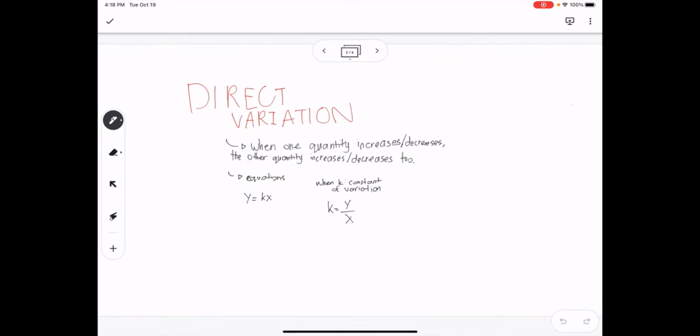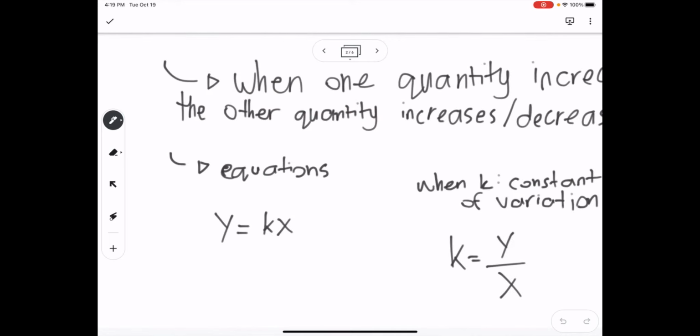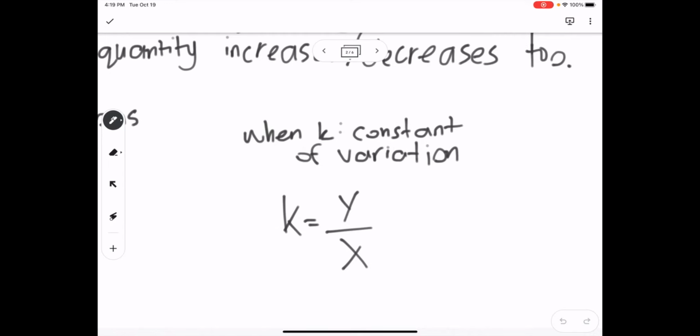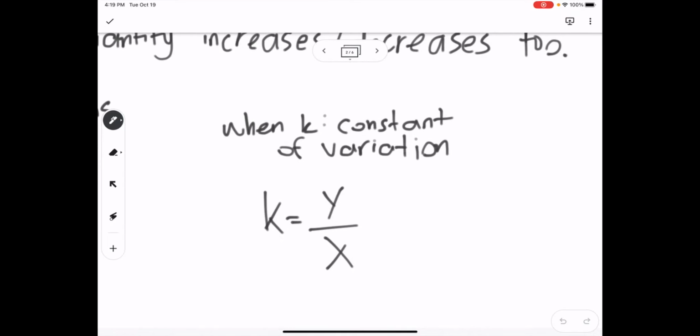We have the direct variation. When one quantity increases or decreases, the other quantity also increases and decreases. Basically, both of them increase and decrease. They actually have different equations, so the equation to be used for a direct variation is y equals kx, k multiplied to x. This one is used when k is the constant of the variation, basically when they're looking or asking for k. So we have k equals y over x.